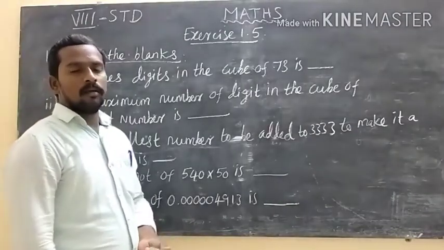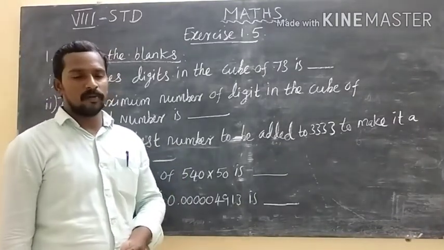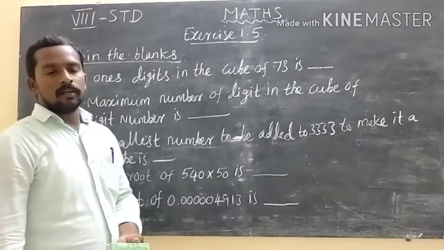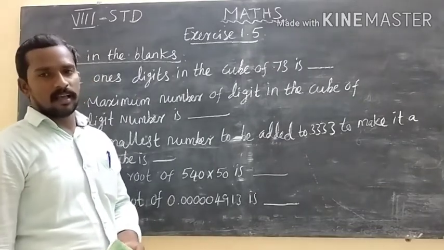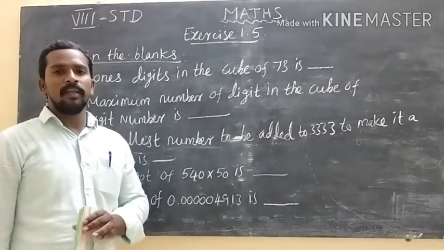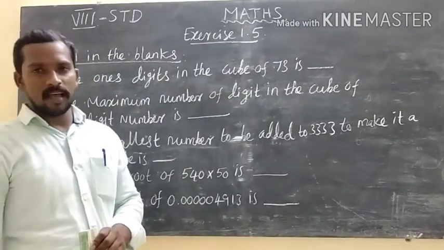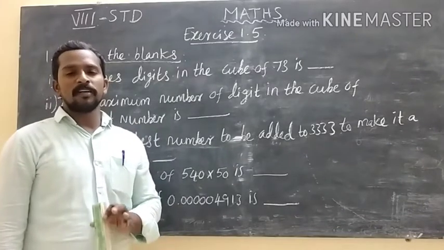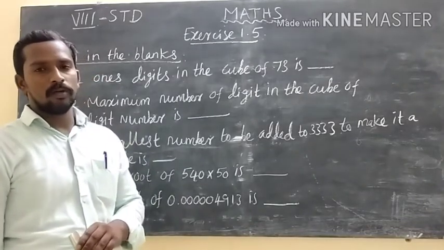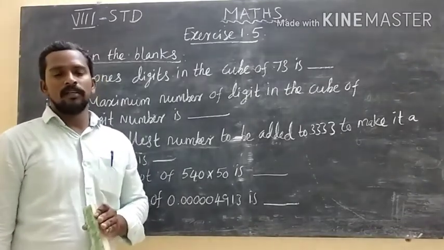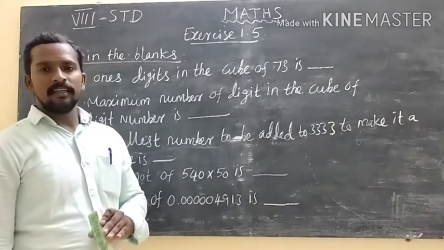Dear students, before we start the exercise, I am giving some important properties of cubes of numbers. The first one: the cube of every even number is even. The second: the cube of every odd number is odd. And third: the cube of a positive number is positive, and the cube of every negative number is negative. So when you cube a positive value, the result is positive. When you cube a negative value, we get a negative answer.